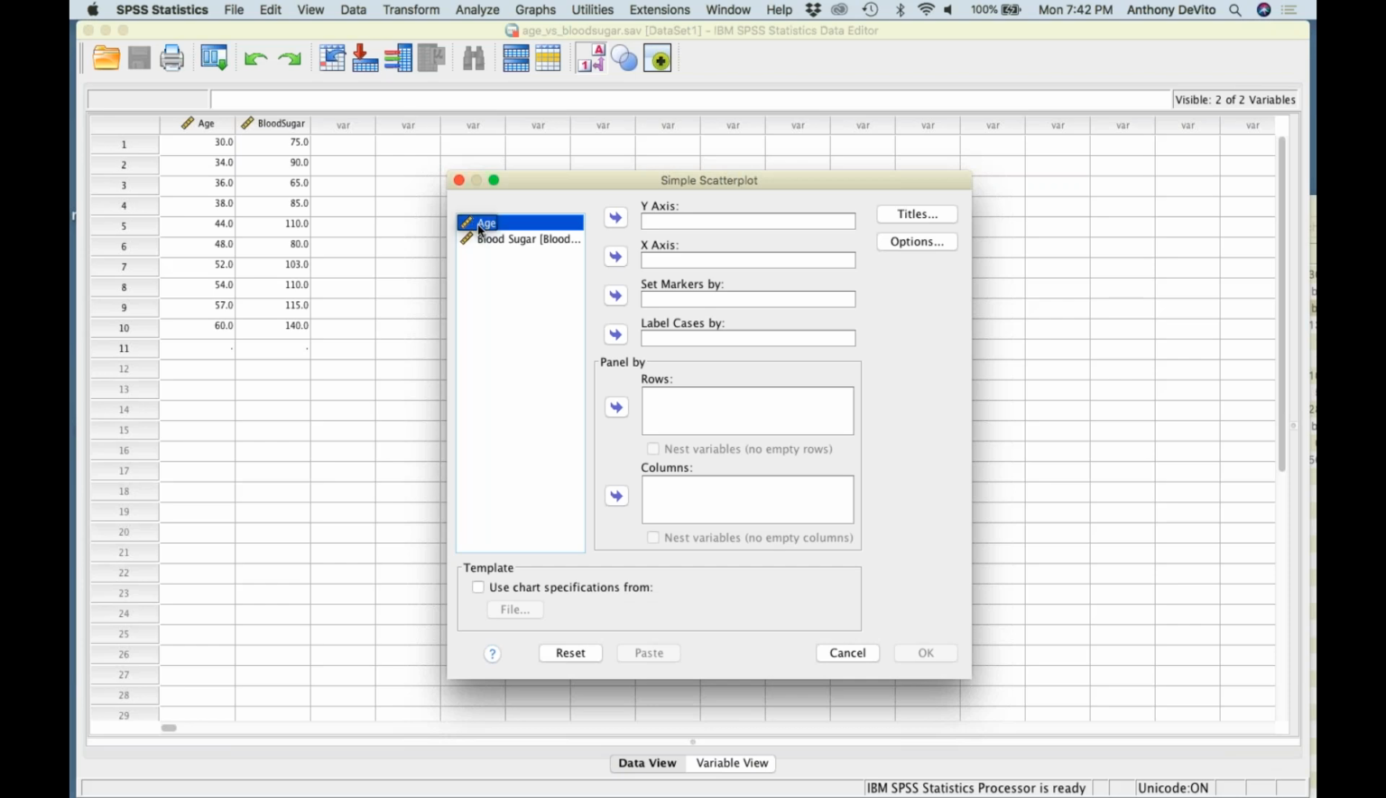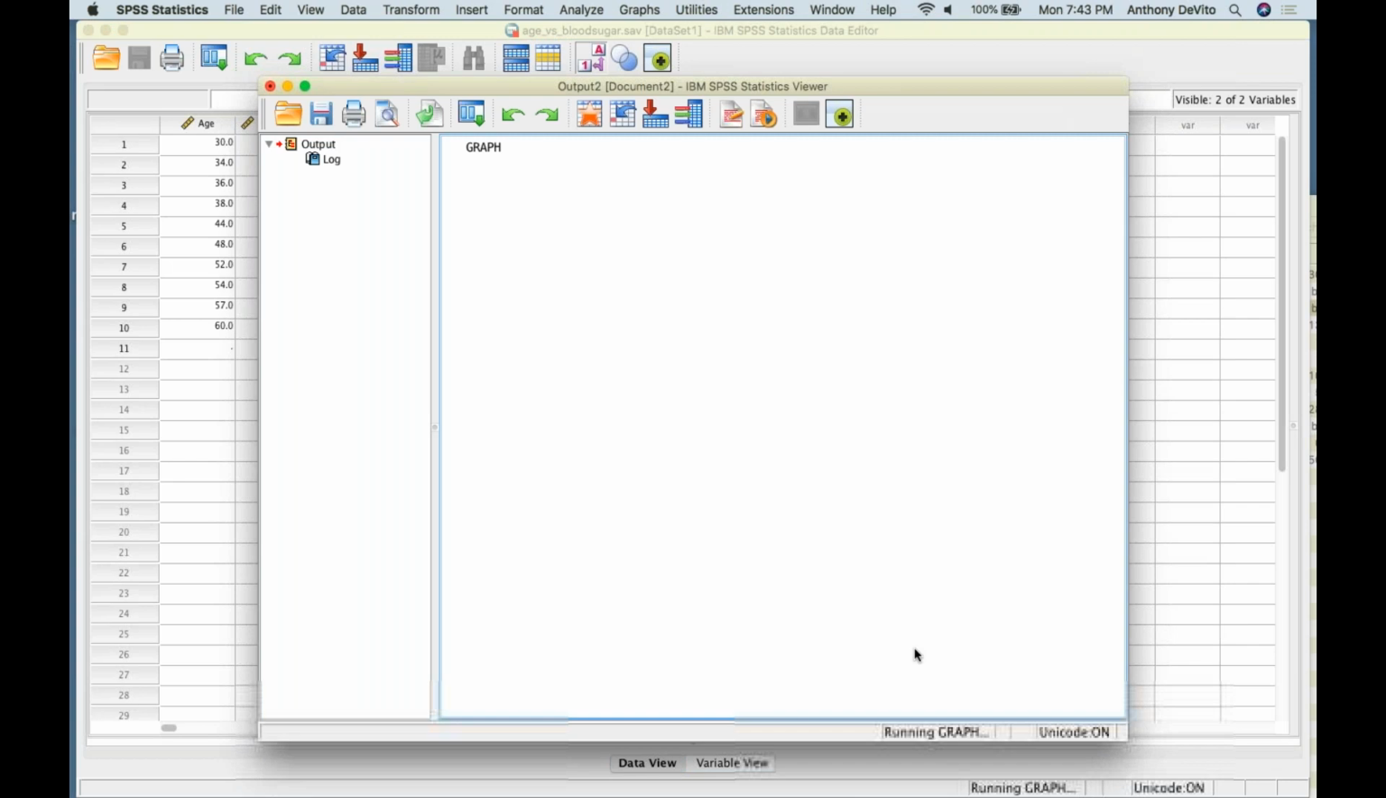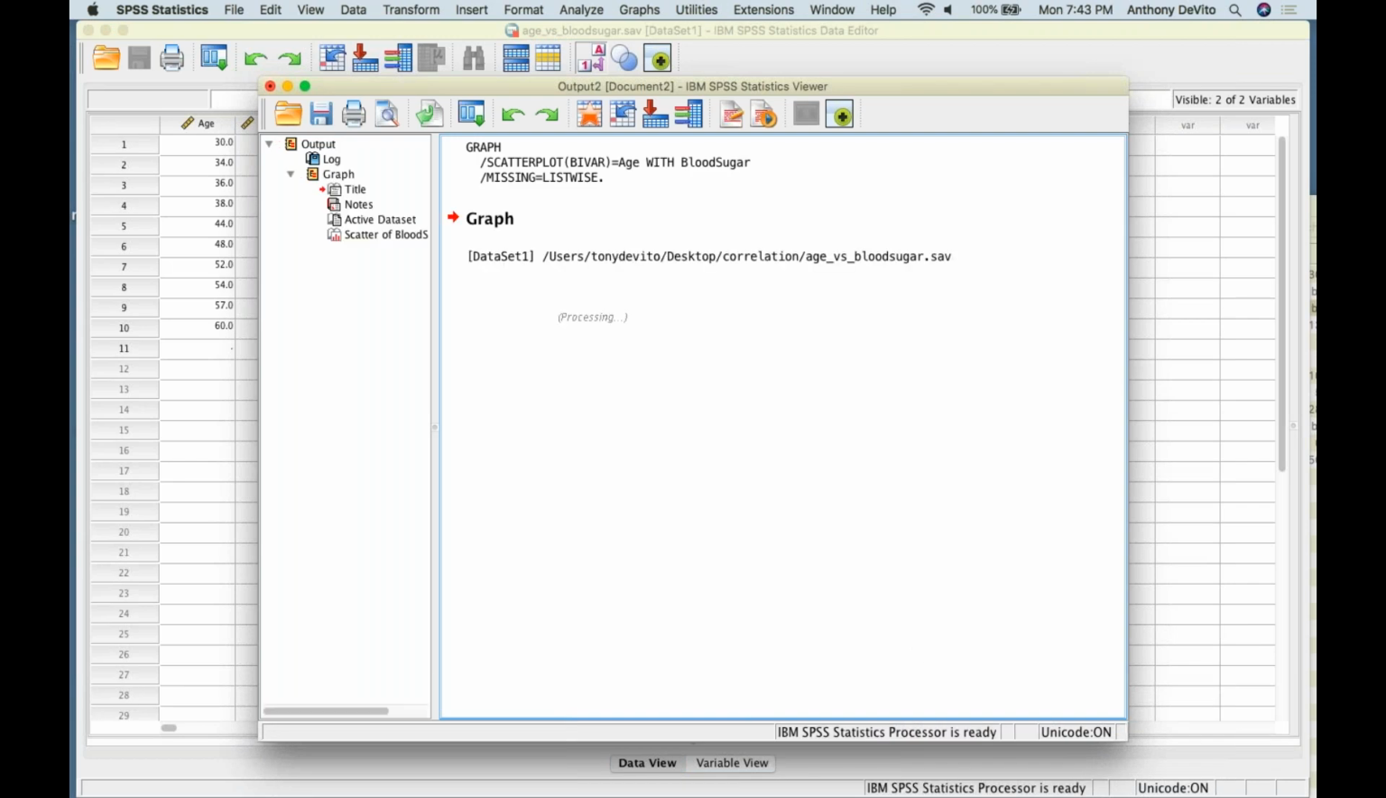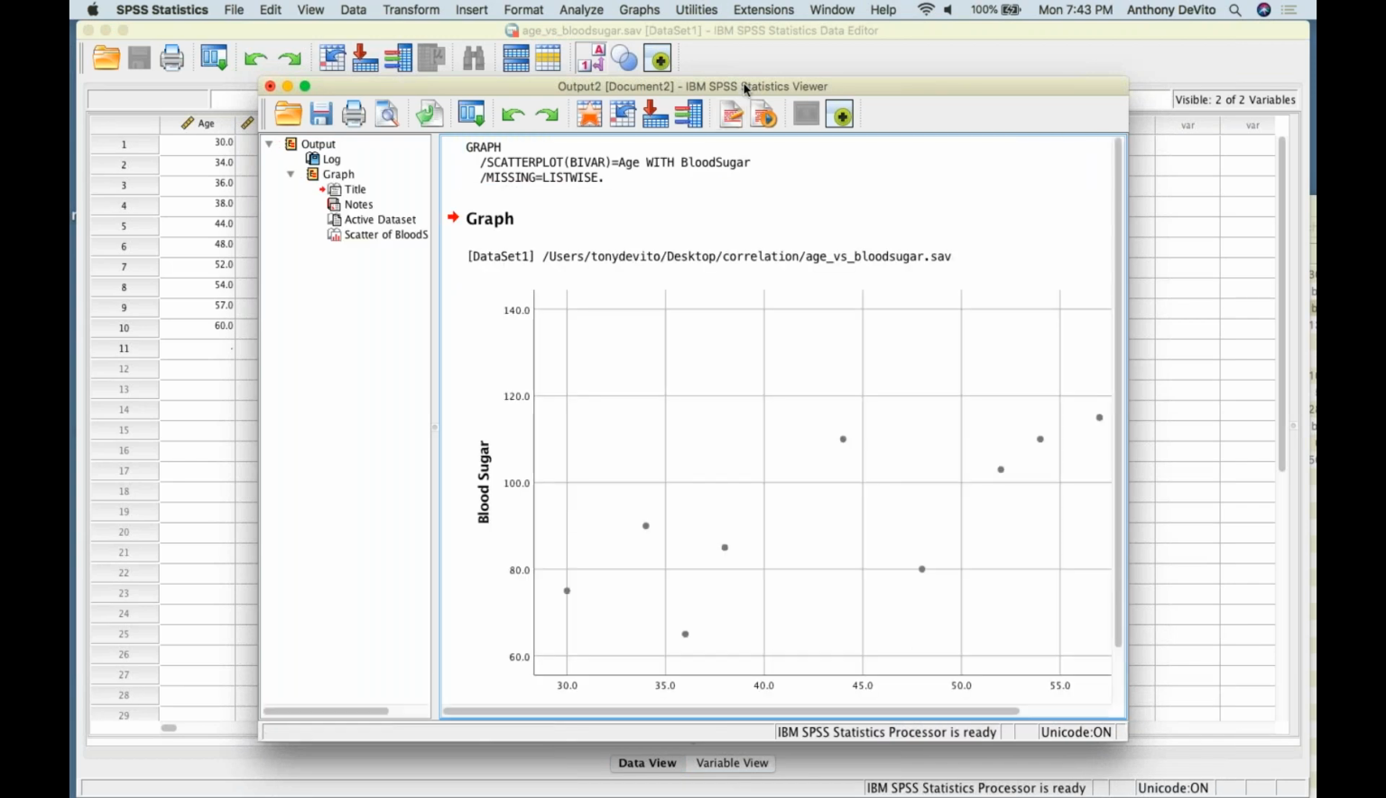So I'm going to put the independent variable or causative variable, age, into the x-axis. I'm going to put the dependent variable, or the output variable, into the y-axis. Then I'm going to click OK. It's going to take each one of these and plot them on an XY plot with the person's age being the x coordinate and their blood sugar level being the y coordinate. Let's see how this one looks.